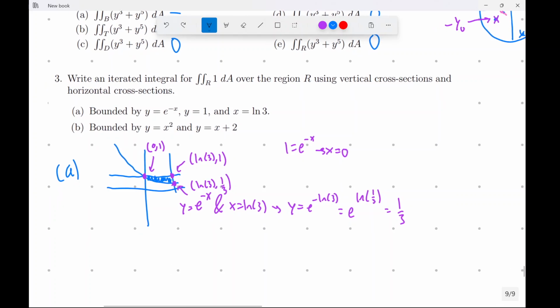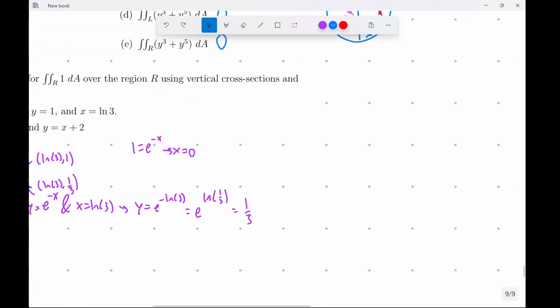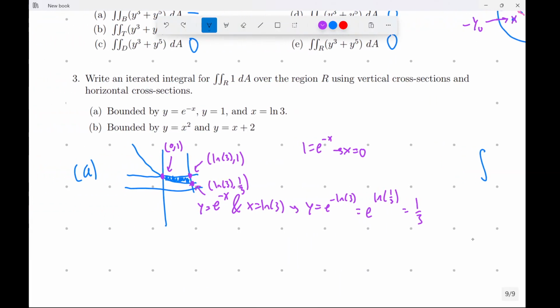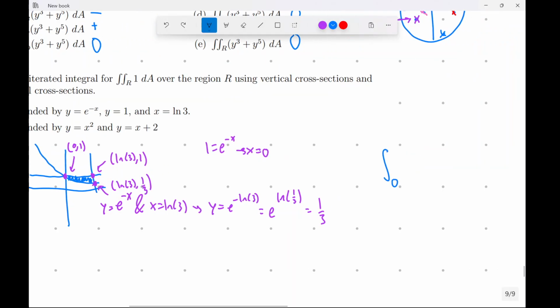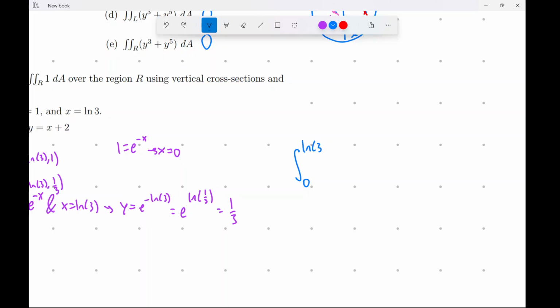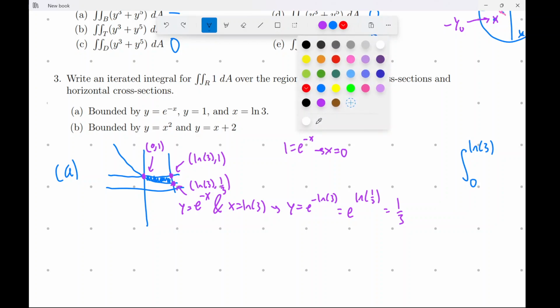First, I don't know which one's vertical and horizontal off the top of my brain, so I'm going to just do the integral with respect to x first. So if we integrate with respect to x, the minimum value for x is right here, and that minimum value is 0. The maximum value for x is right here, and that maximum value is ln of 3. Okay, and then we do the same thing for y, except this time we have to think about cross sections instead of just minimum and maximum values.